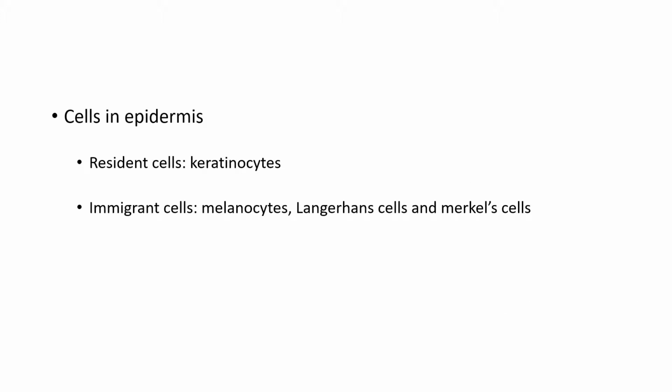The epidermis has mainly two types of cells. One is the resident cells, which include keratinocytes, and the rest are immigrant cells, which include melanocytes, Langerhans cells, and Merkel cells.